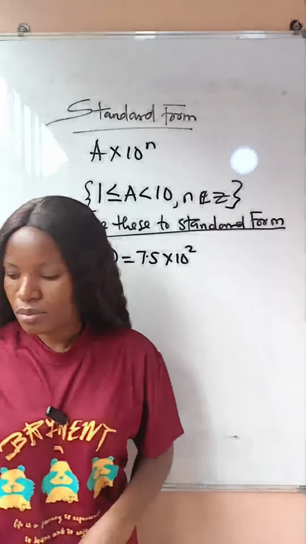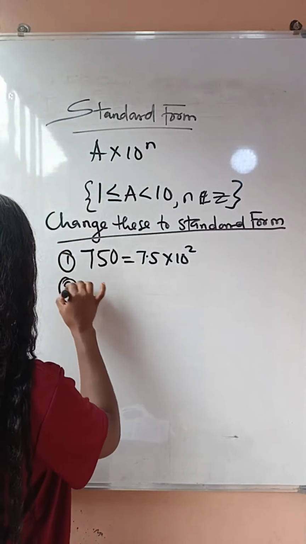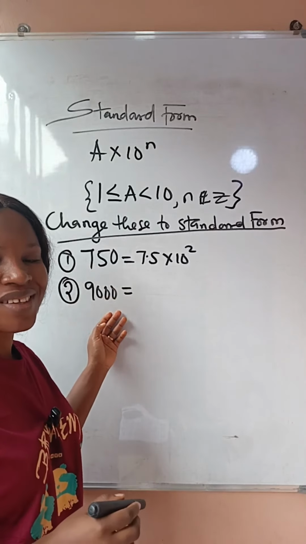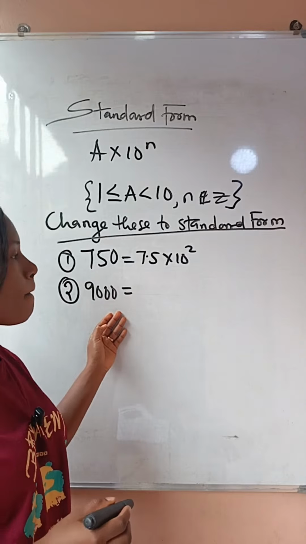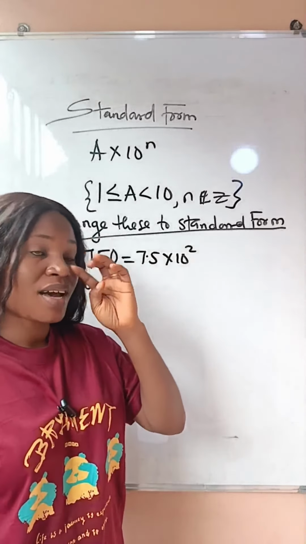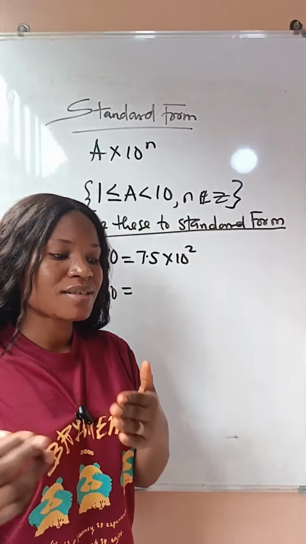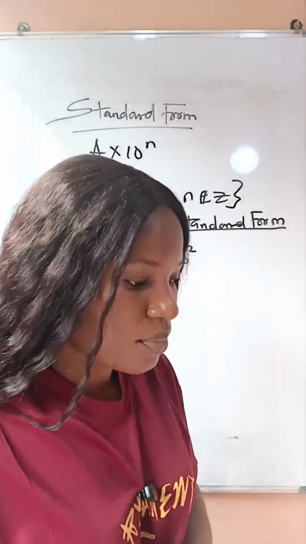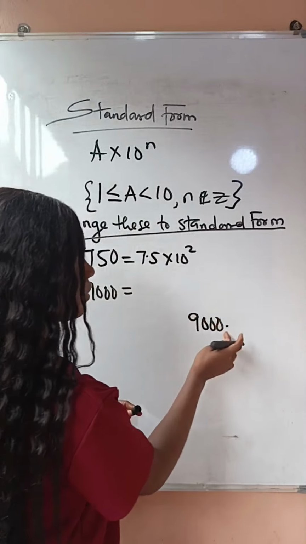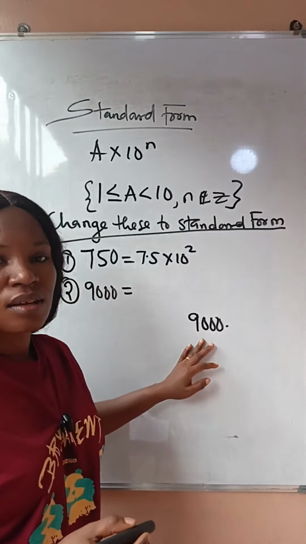Now, this says 9,000. We are asked to put this in standard form. Remember that 9,000 is a whole number. And what does that mean? It means that its decimal point is at the end, even though you cannot see it. Any whole number has its decimal point at the end. So that's where we have 9,000. This is where our decimal point is. And we want to put this in standard form.